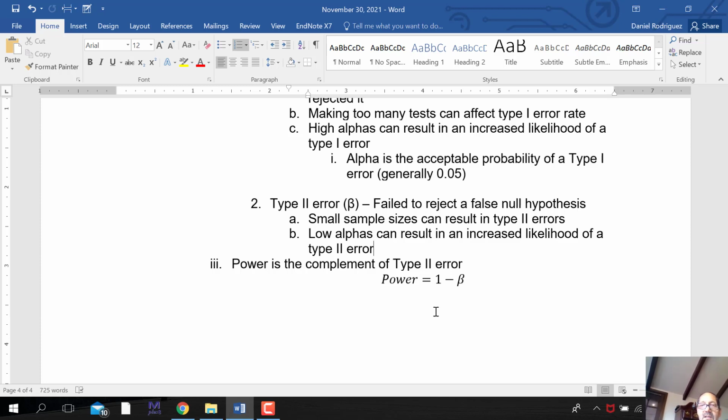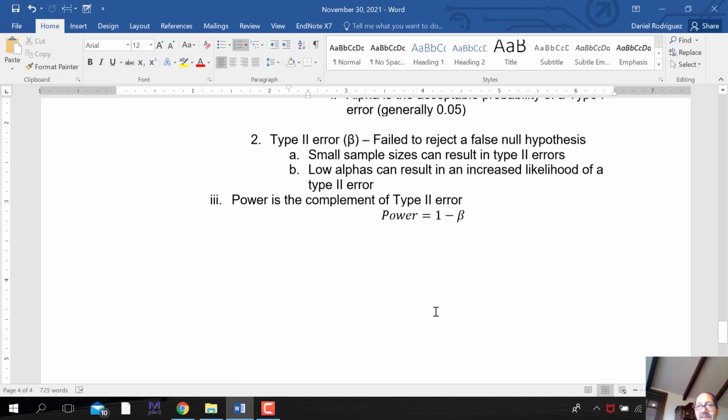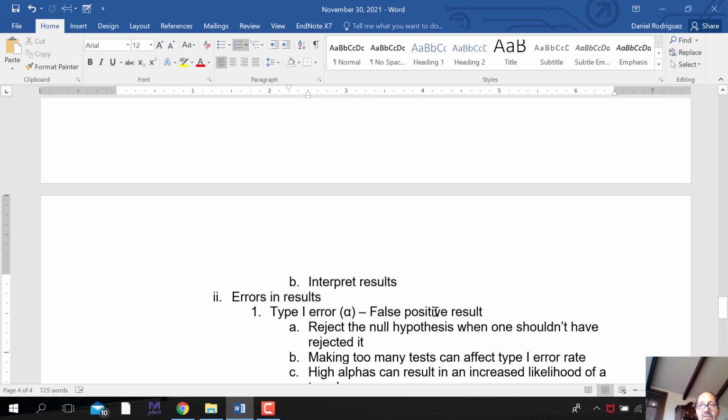Power is determined primarily by sample size. You can also increase power by increasing your alpha, going from 0.05 to 0.10. That'll also give you more power. However, if one wants to be very conservative and set their alpha very low, like at 0.01, a 1% chance of a type 1 error, then you'll increase your type 2 error. You're likely to fail to reject bad null hypotheses. So that's just something interesting, and I need you to know all this stuff, right?